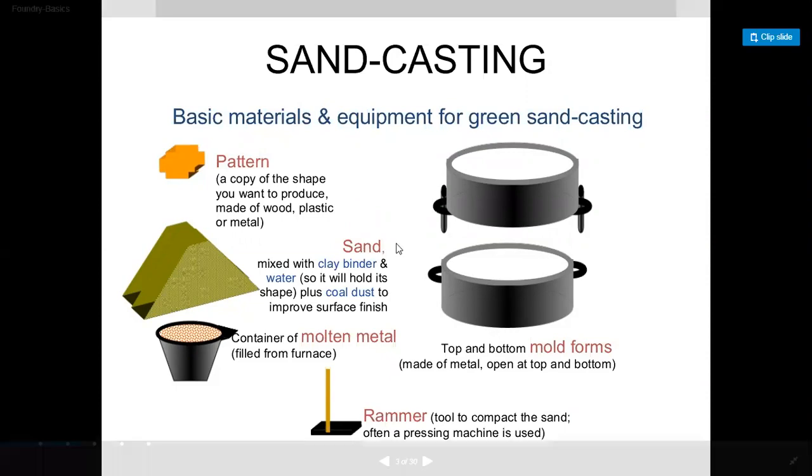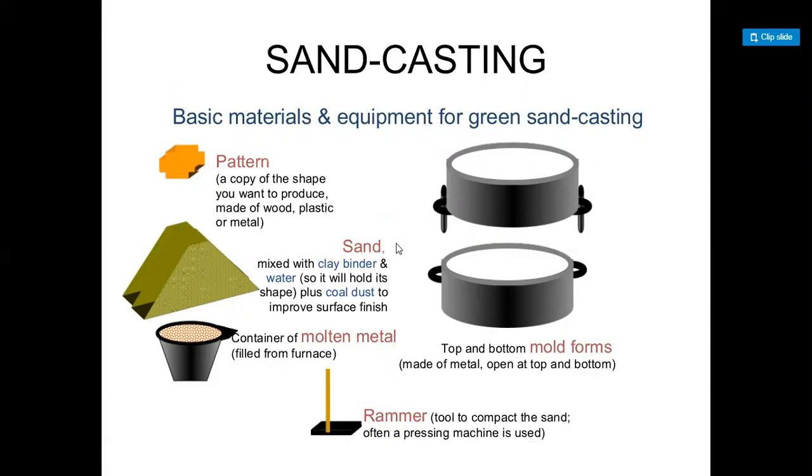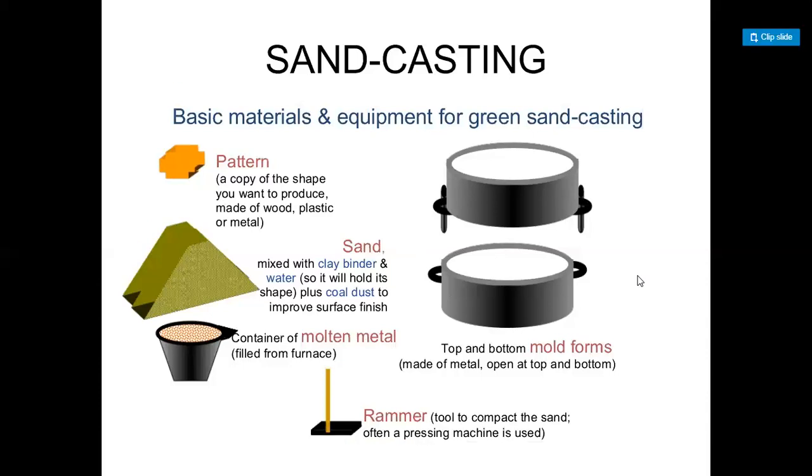When the molten metal is poured into the boxes, the object will come out perfectly. Okay, the sand strength should be increased. If the sand strength is not increased, when the molten metal is poured into the boxes, the pattern will not come out properly. It will be damaged.